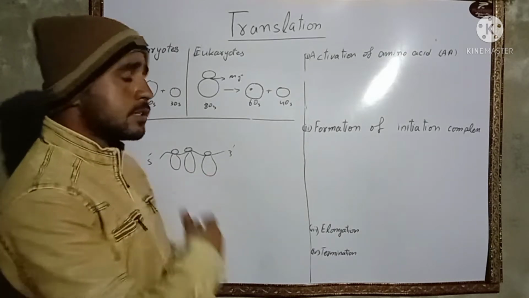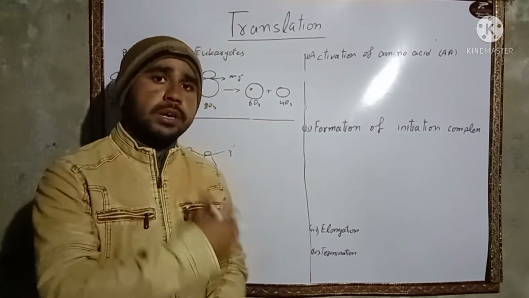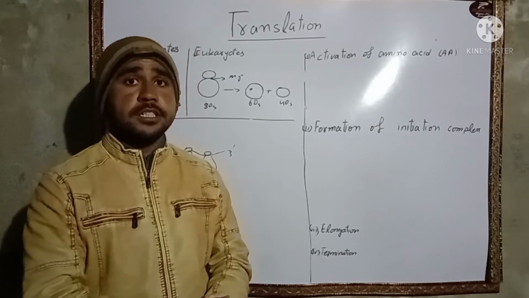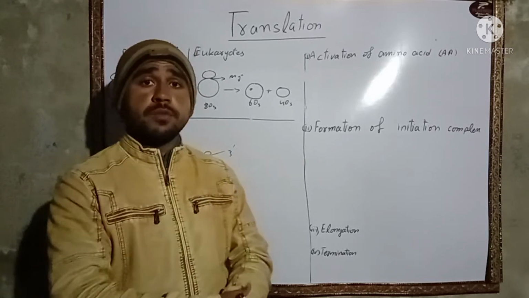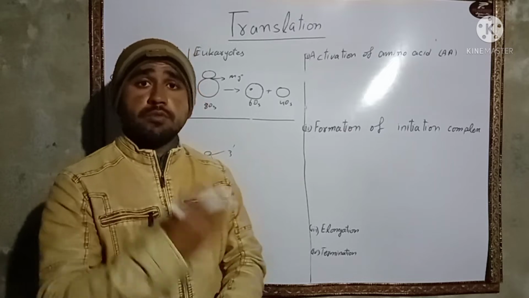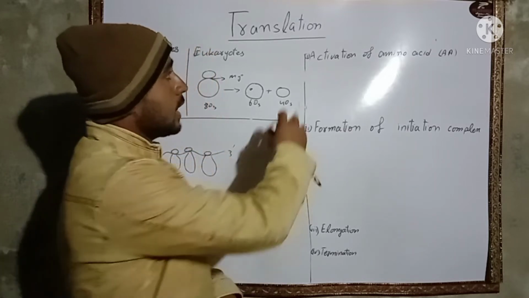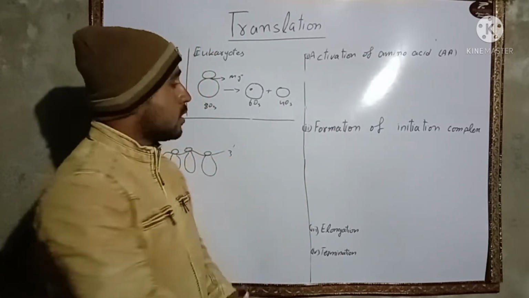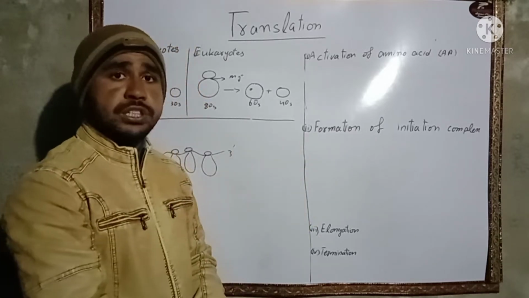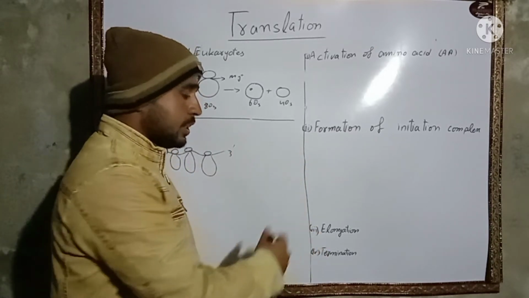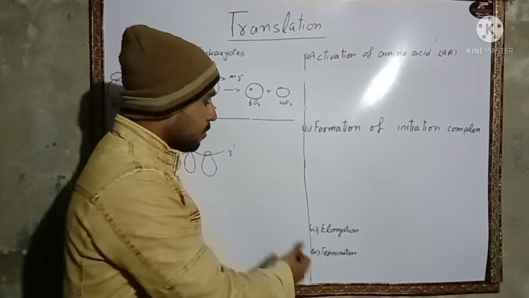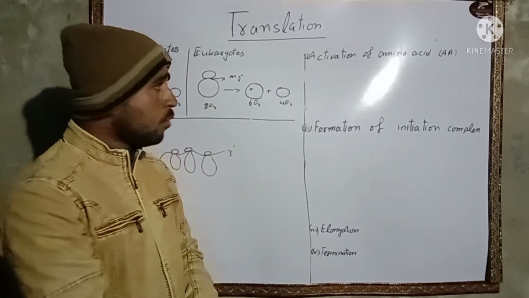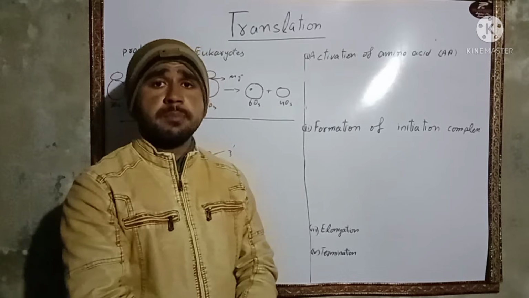After discussing the ribosome, we are going to discuss the process of translation. The process of translation consists of four steps. Step one is activation of the amino acid, step two is formation of the initiation complex, step three is elongation, and step four is termination. We will discuss these four steps one by one.